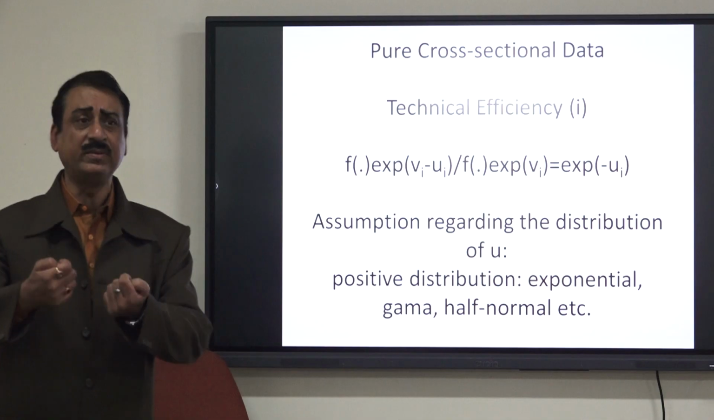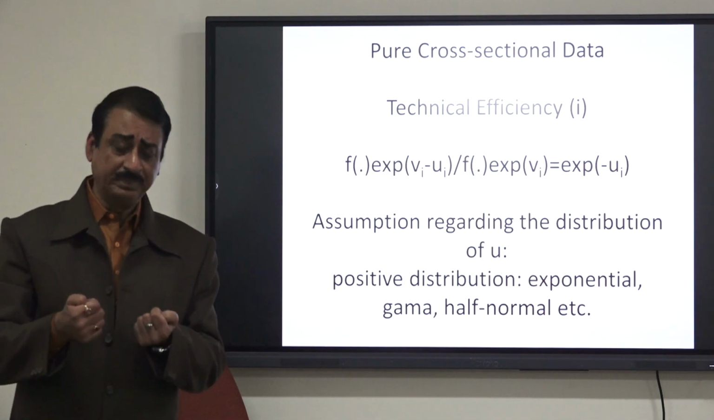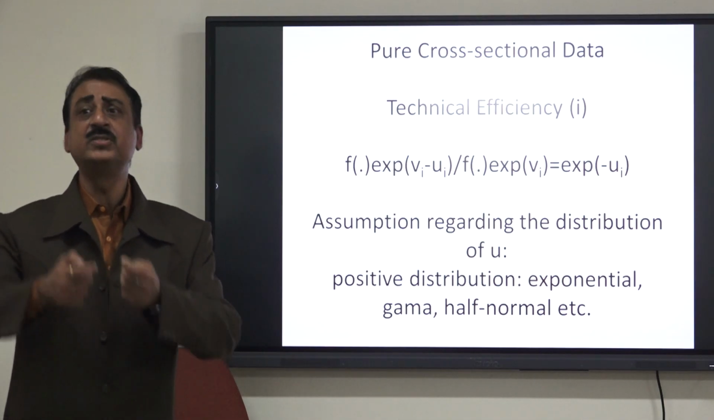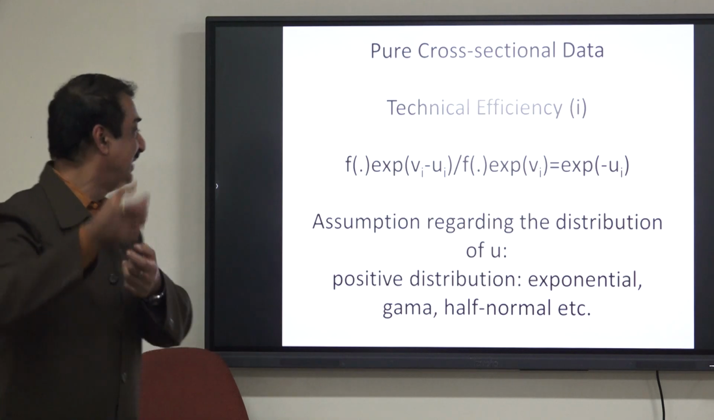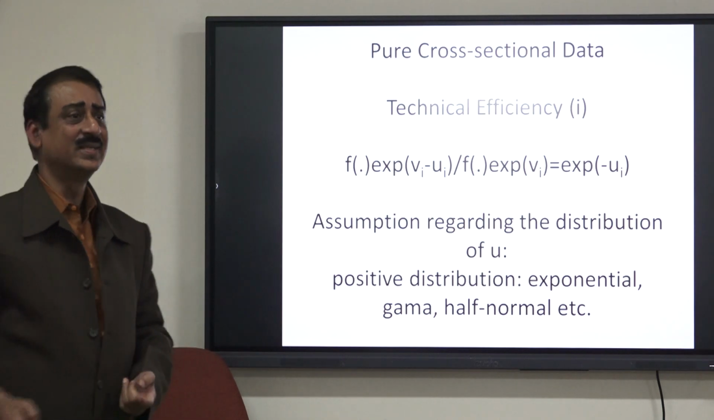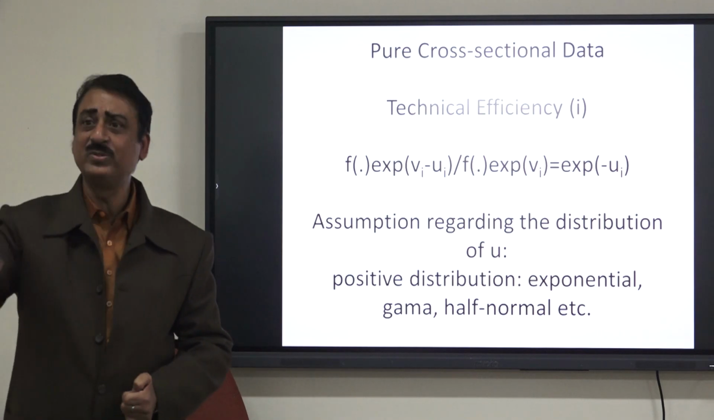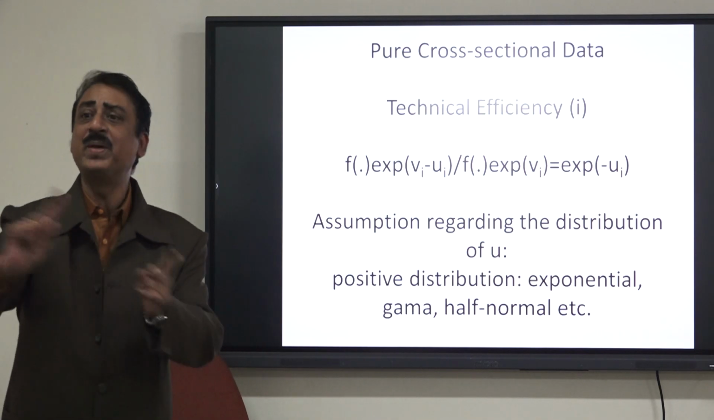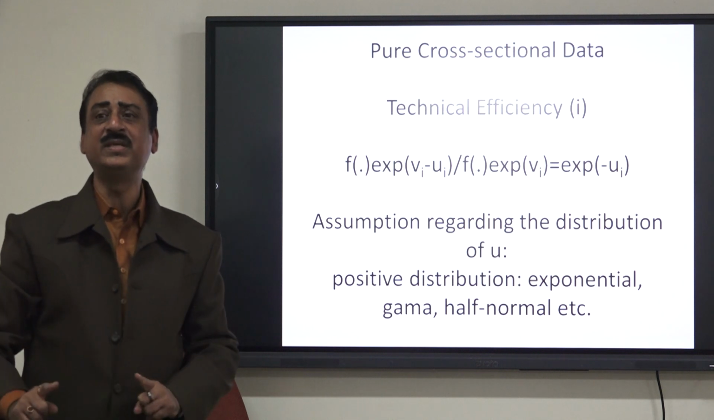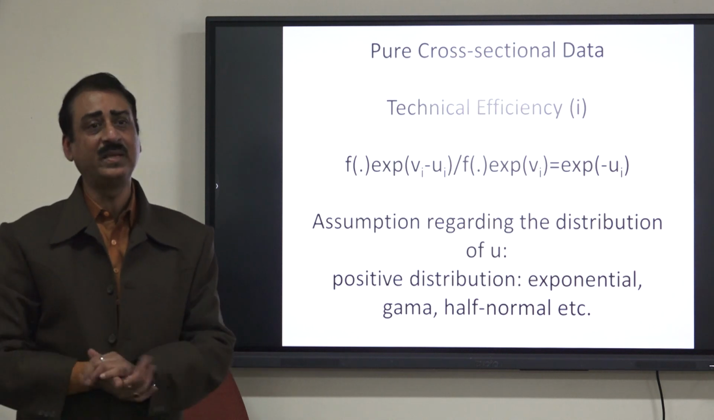In fact, if you have a data set, you can do the experiments also. Once you choose exponential and work out the efficiency index, next time you introduce the half normal distribution and work out the efficiency index, and try to compare whether the relative efficiency indices are different or the same.